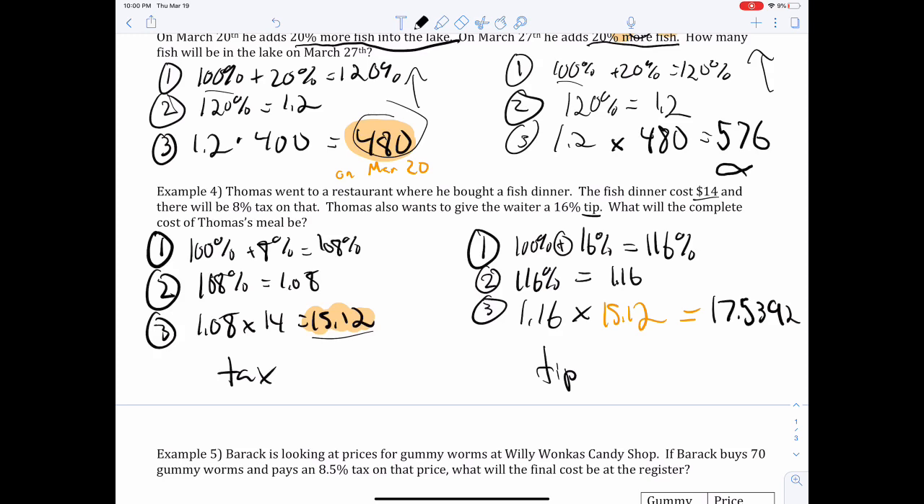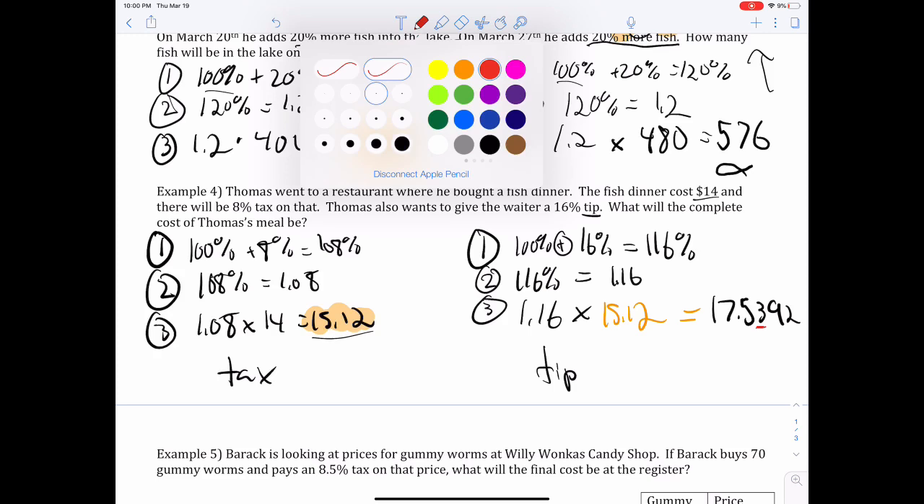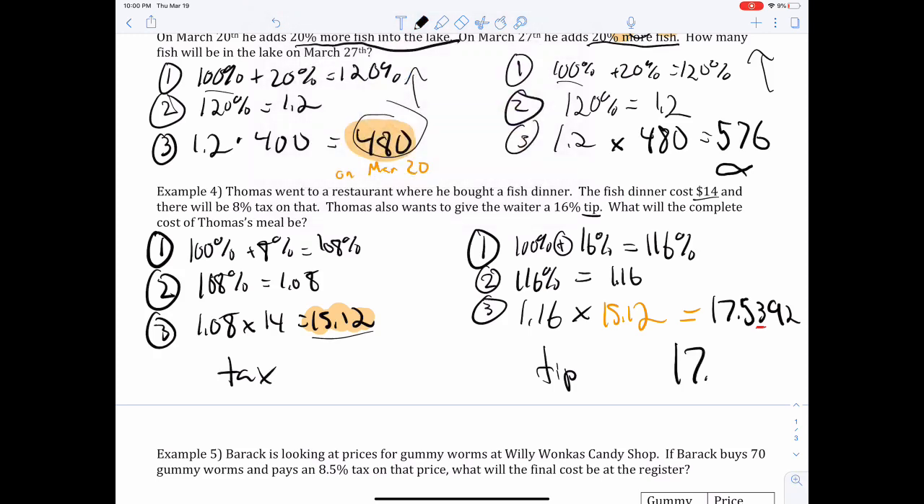So we're going to round always to the nearest cent with dollars. You can't really get past the cent. So it's going to be $17.54. Should have got that. All right.